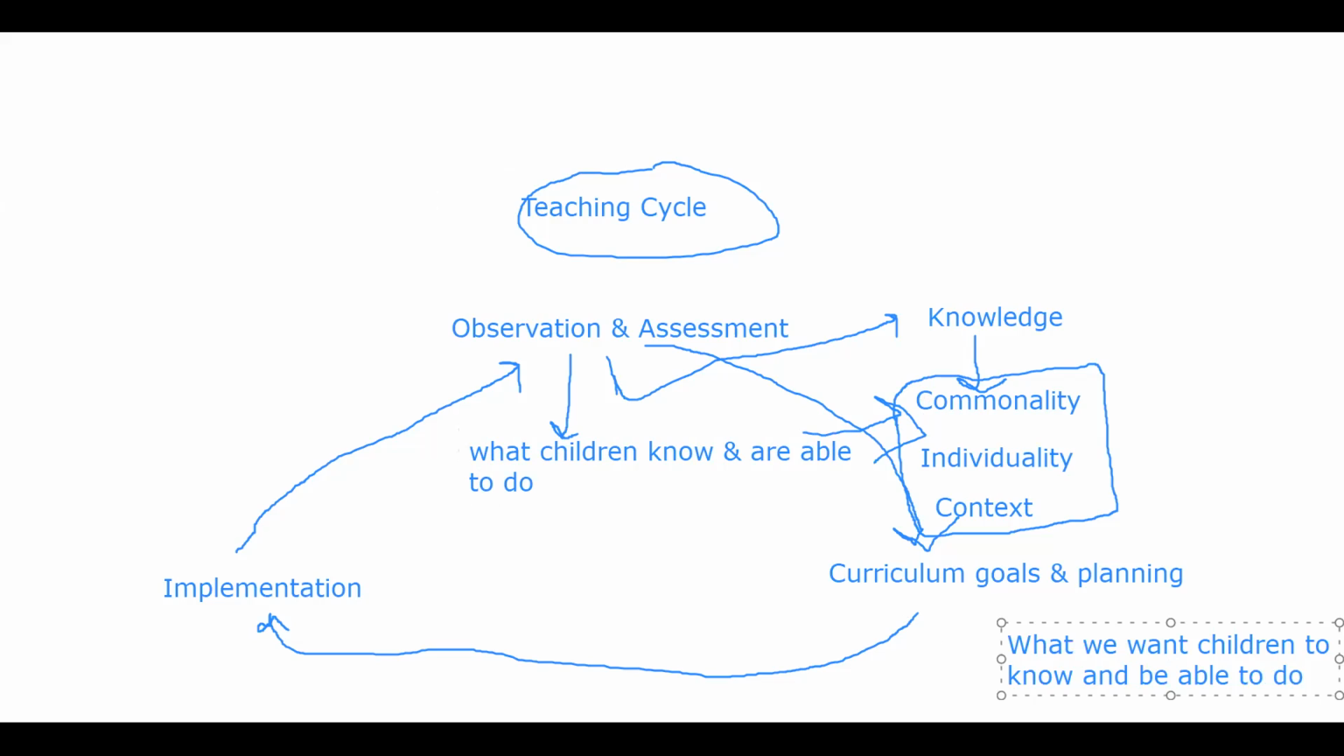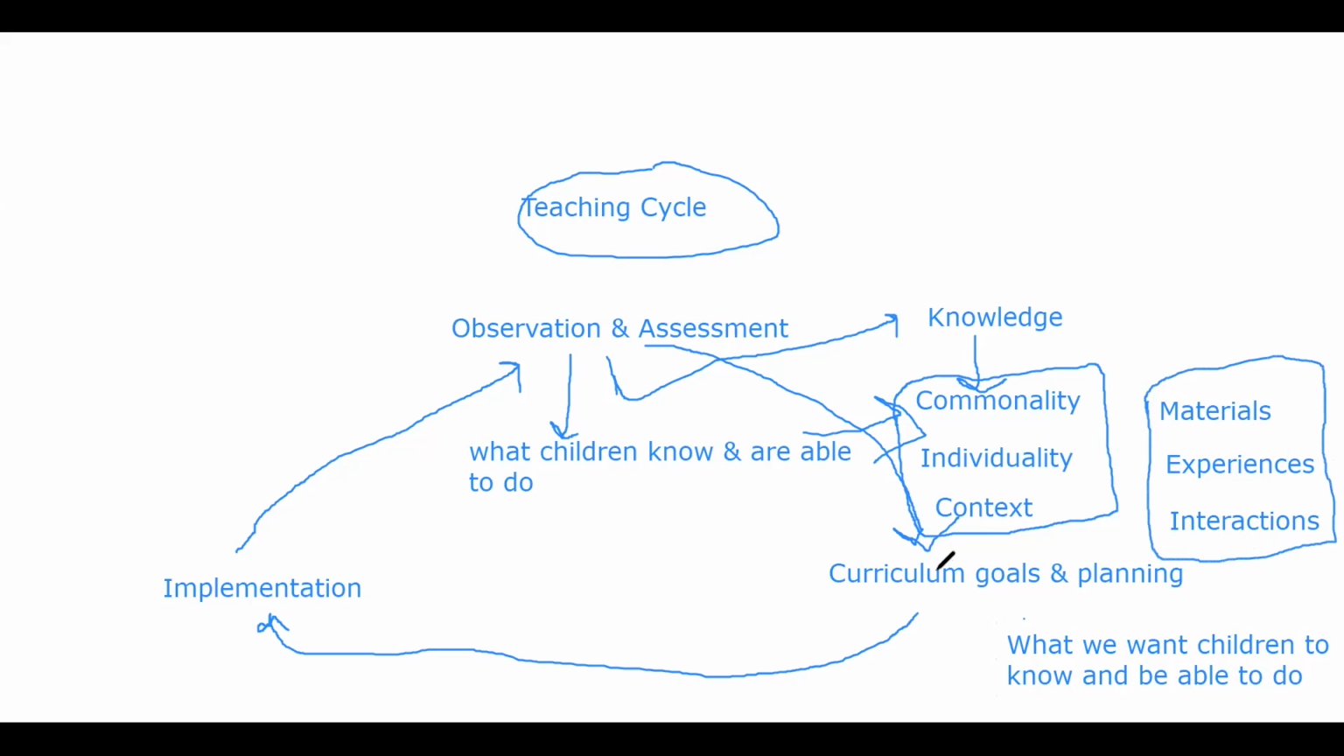So a key part of curriculum is setting goals around what we want children to know and be able to do, and then planning the materials, the experiences, and the interactions, right? And so I'm getting a little bit messy here, but again, as we're thinking about curriculum goals and planning, we are thinking about curriculum, materials, experiences, and interactions, right? And when we think particularly about goals, we are thinking about what it is that we want children to know and be able to do. And that decision is based upon what we know about individual children and what those children know and are able to do, which is based upon our general knowledge of child development and the domains of development, right?